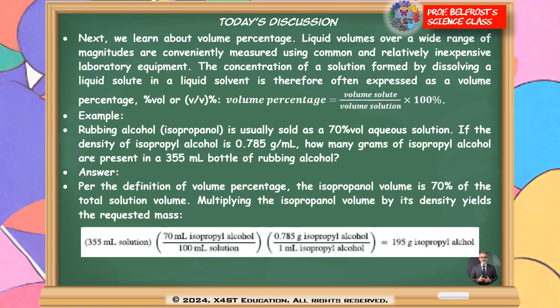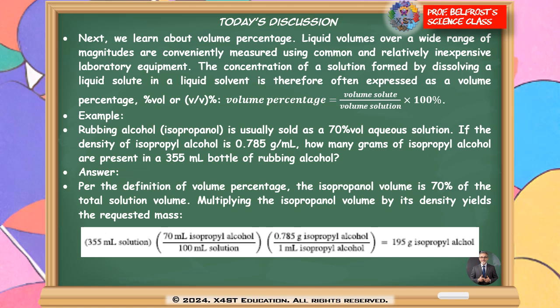Next, another unit, which is volume percentage. Liquid volumes over a wide range of magnitudes are conveniently measured using common and relatively inexpensive laboratory equipment. So sometimes we need to use this. It is volume percentage, or percent v/v. This is volume solute over volume solution times 100%.